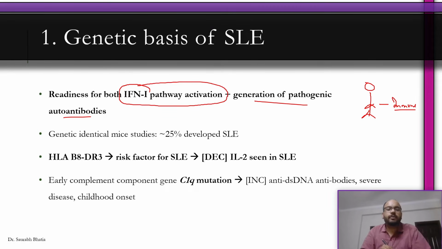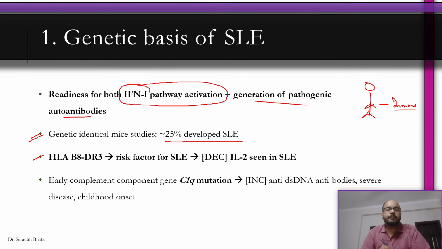In fact, it has been found in murine studies that of genetically identical mice, about 25% develop SLE. That means 1/4 of the mice population with mutations developed SLE. That means mutation is not the only reason. You have all the other factors working to develop SLE. And that's what we discussed in the last slide, that we had at least 5-6 different factors that actually come together to lead to development of SLE.